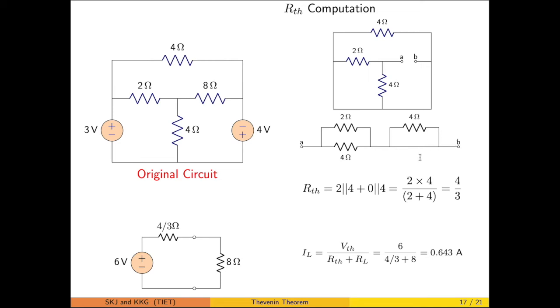The parallel equivalent of a short circuit and a resistance will be 0 always. So the RAB is basically the equivalent value of 2 and 4 ohm in parallel, which is 4 by 3. RTH is known, VTH we calculated previously as 6 volt. So the equivalent circuit we are able to frame, and that gives you the current of 0.643 ampere.